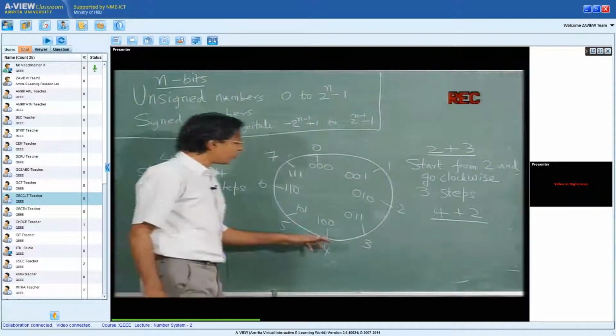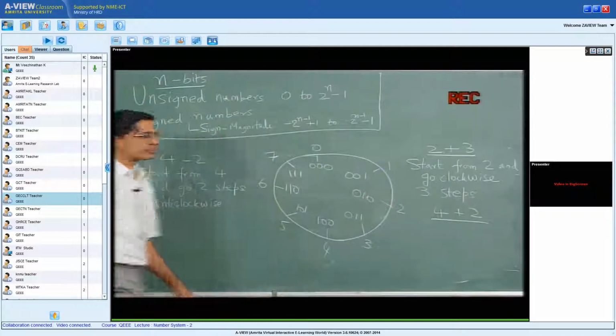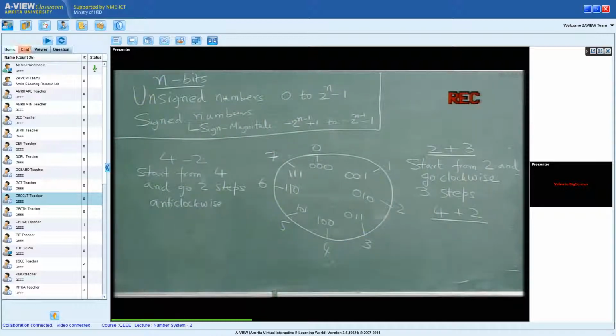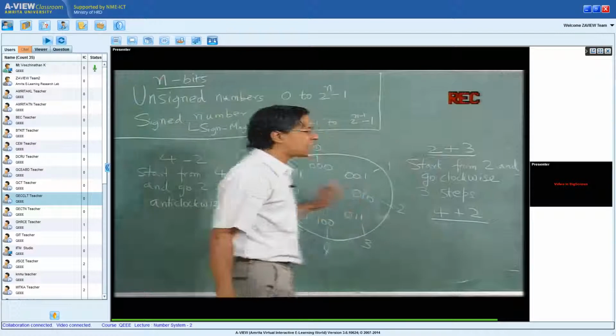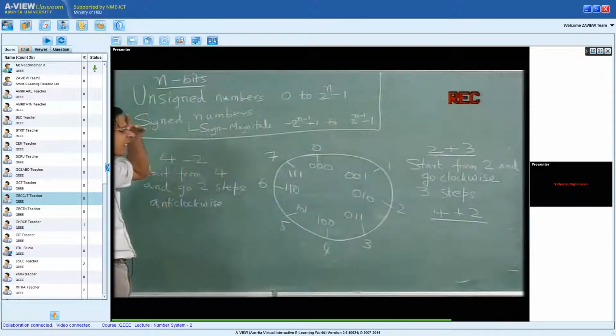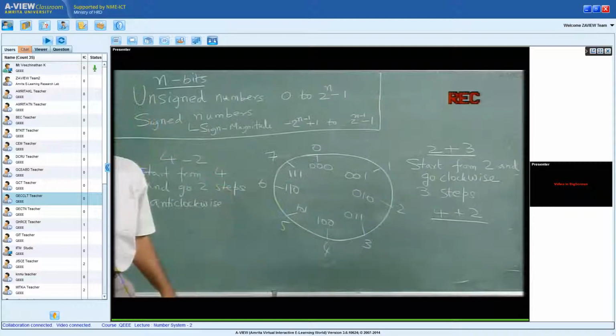So start from 4 and go 2 steps anti-clockwise, I go back to 2. So at this point, just understand this arithmetic only. At this point, addition is a clockwise operation while subtraction is an anti-clockwise operation.